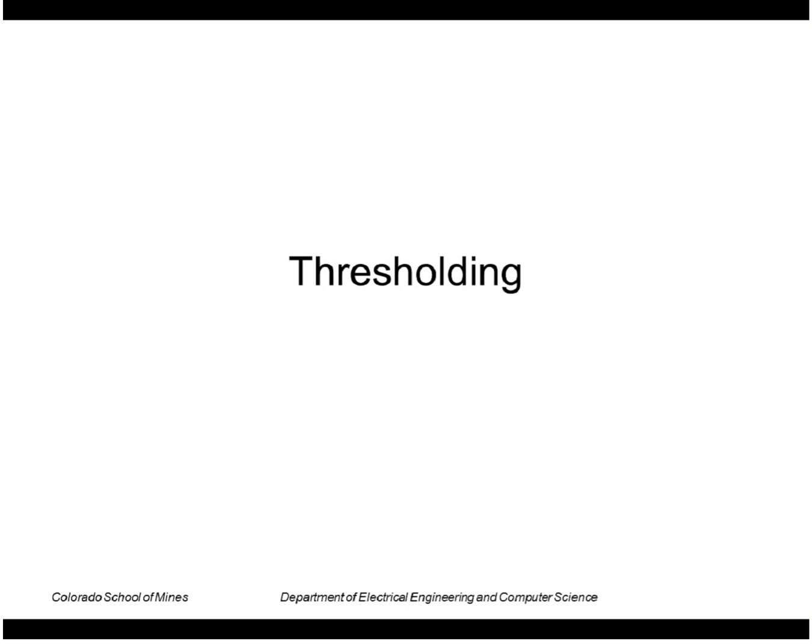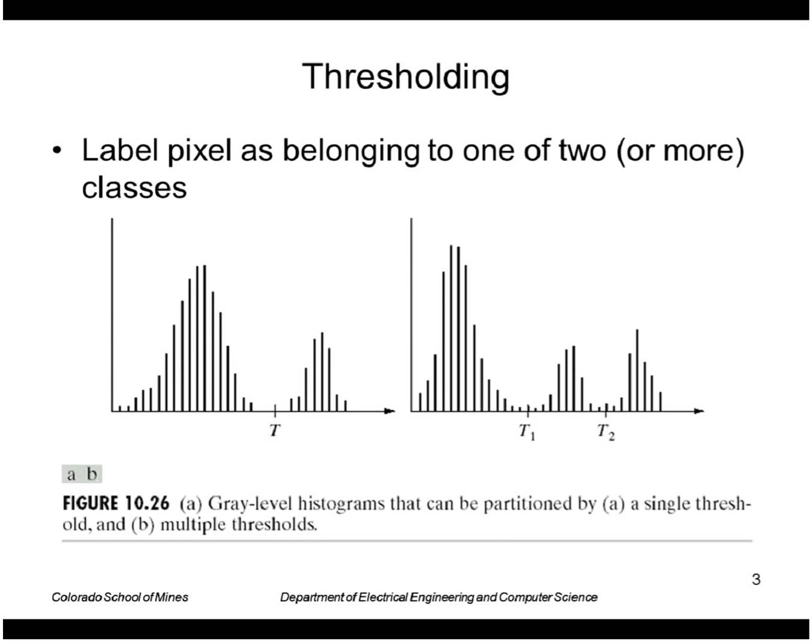Today's lecture is about thresholding. Thresholding is a way to segment images. Basically, we want to label pixels as belonging to one of two or more classes. So we're segmenting usually based on intensity.